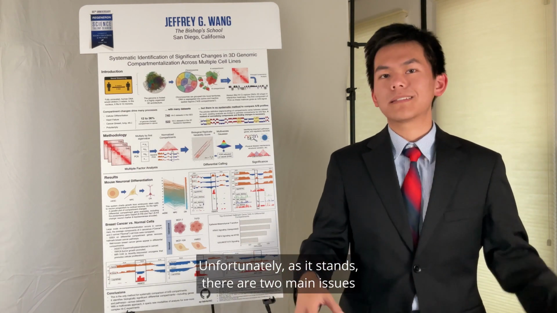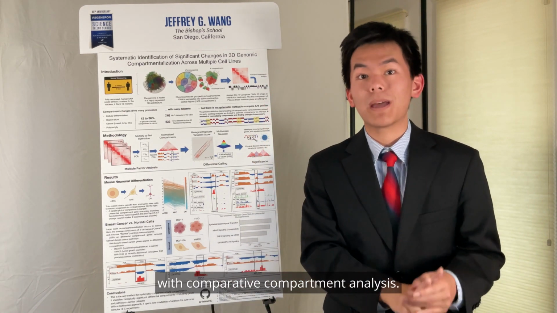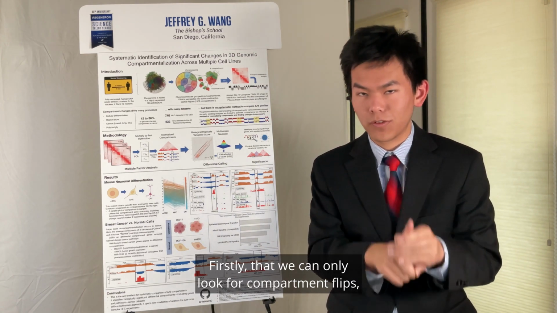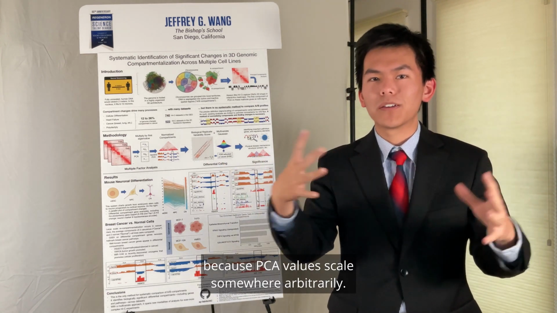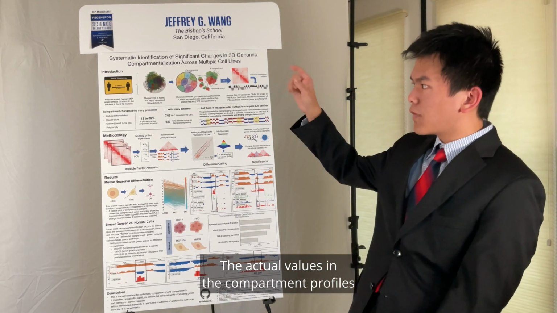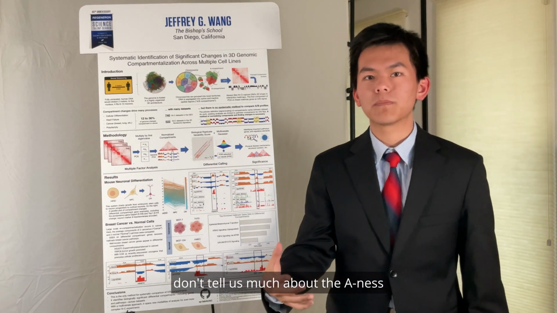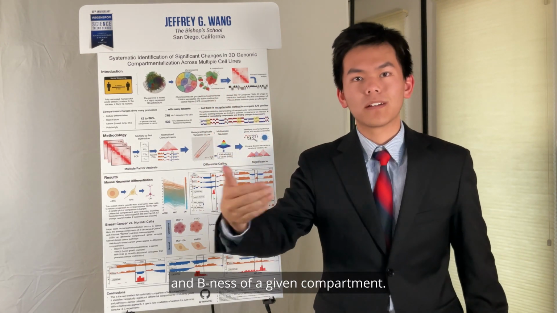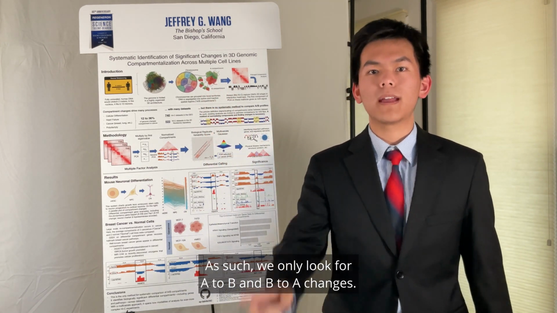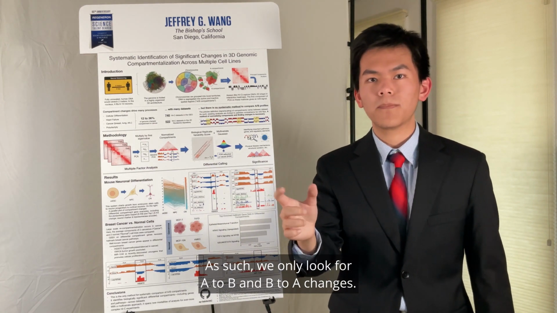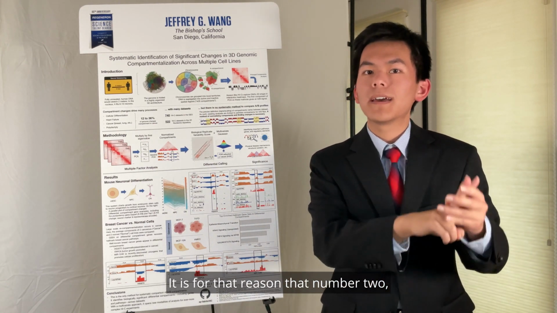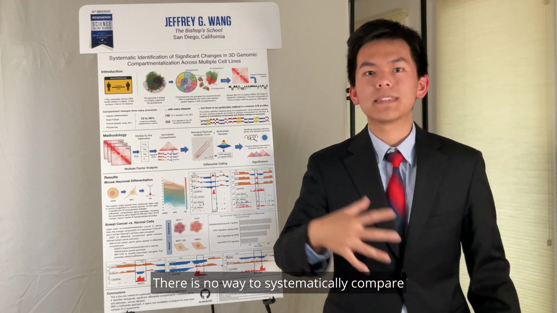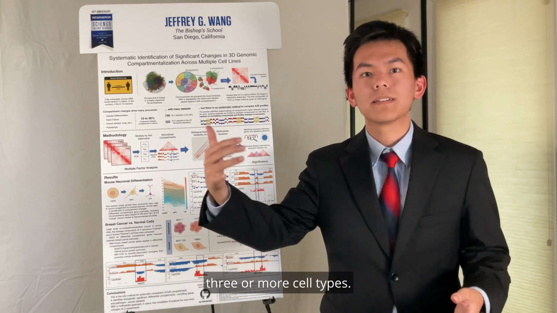Unfortunately, as it stands, there are 2 main issues with comparative compartment analysis. Firstly, that we can only look for compartment flips. Because PCA values scale somewhat arbitrarily, the actual values in the compartment profiles don't tell us much about the A-ness and B-ness of a given compartment. As such, we only look for A to B and B to A changes. It is for that reason that number 2, compartment comparisons are only limited to pairwise settings. There is no way to systematically compare 3 or more cell types.